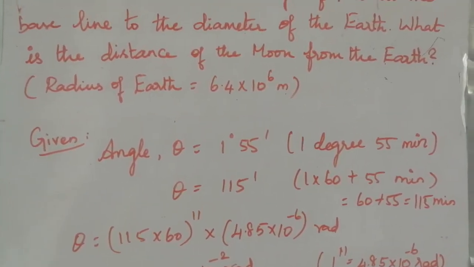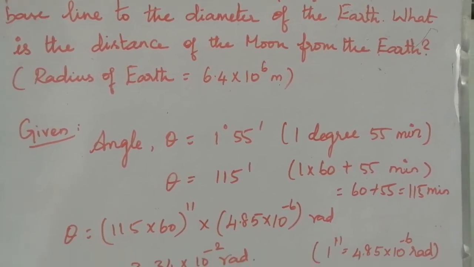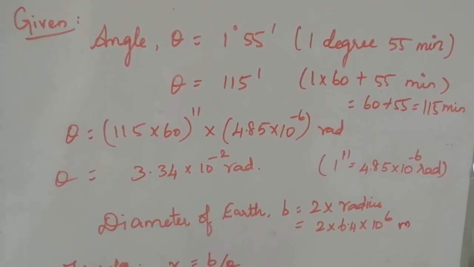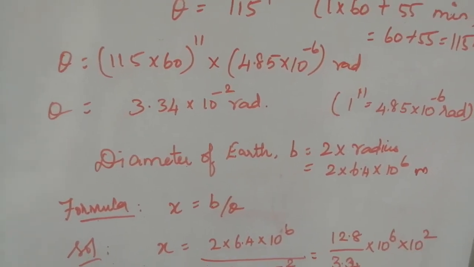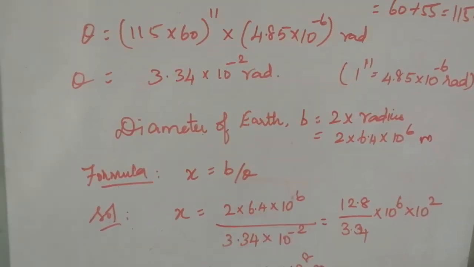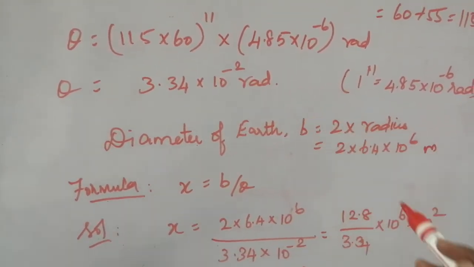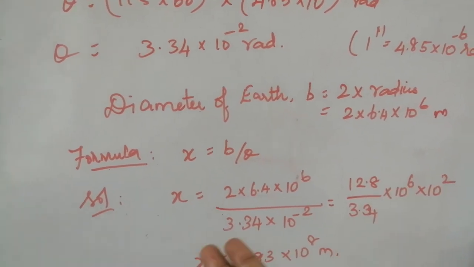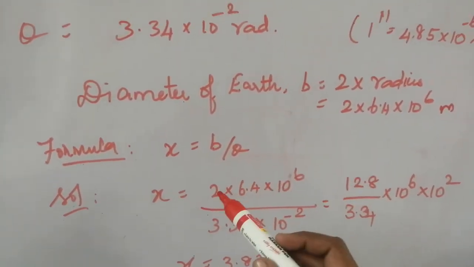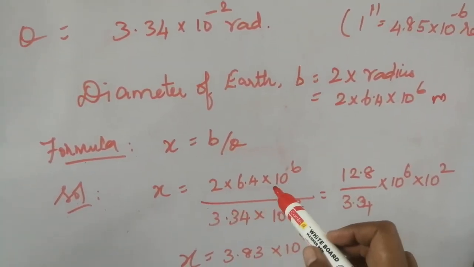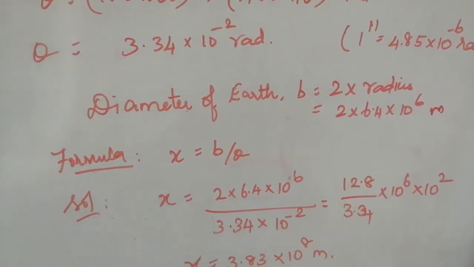Then what they have asked us to find is the distance of the moon from the earth. Relating distance, theta, and diameter, you have a formula: x is equal to b by theta. You have the value of b, we have the value of theta. Directly just substitute the values and find x. Here x is nothing but the distance. So x is equal to b by theta. B value is 2 × 6.4 × 10^6 divided by theta value, which is 3.34 × 10^-2.